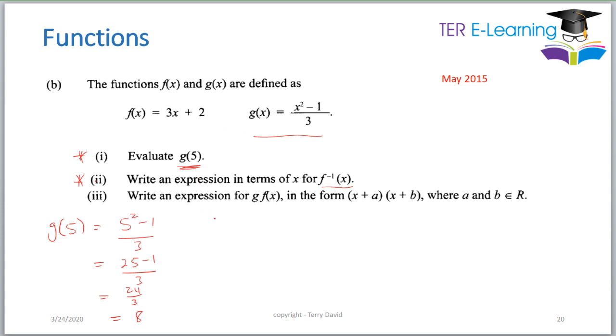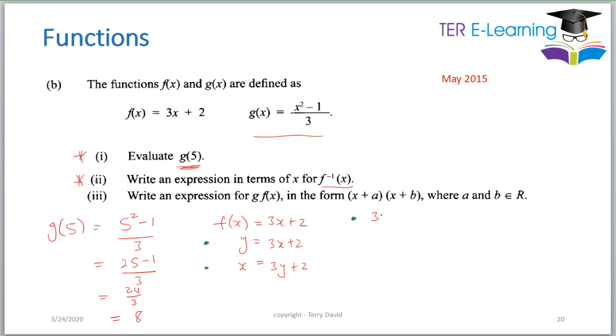So we have f of x is equal to 3x plus 2, right? So my first step is to let y equal 3x plus 2, right? The next thing we're going to do is interchange x and y. So therefore, what we're going to have is x is equal to 3y plus 2. My next step is going to be to make y the subject of the formula.